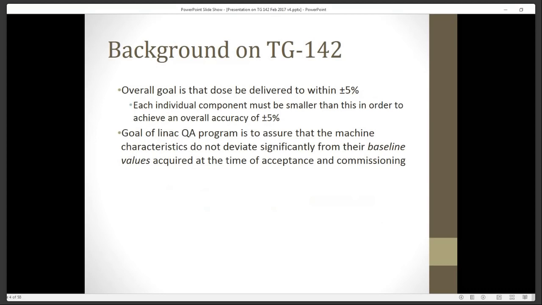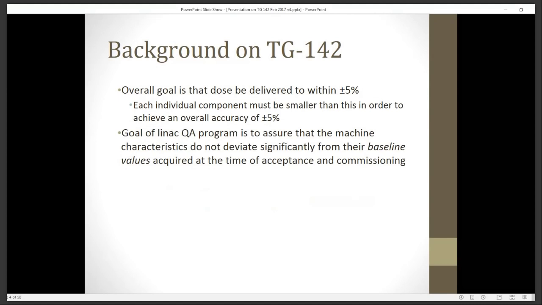And another thing to make note of is a lot of the measurements here are relative to baseline values. So when a machine is first installed and it's commissioned, there's a lot of commissioning data that's acquired, and a lot of the QA is relative to that data that was first acquired. So you're seeing, is it the same as when we prepared the treatment planning system with the data for this machine? Are we getting the same profiles, the same everything as before? So a lot of these things are baselines based on commissioning, or tested relative to the baseline.